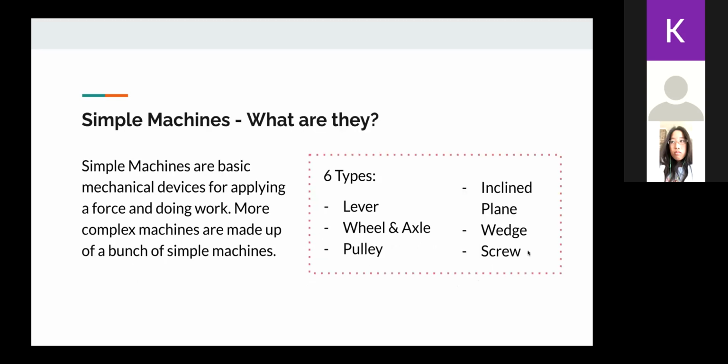So what are simple machines? Simple machines make work easier. There are few or no moving parts, and they work by changing the direction of force or the amount of force needed to do something. So today we'll be going over 6 basic types of simple machines. These are the lever, wheel and axle, pulley, inclined plane, wedge, and screw.